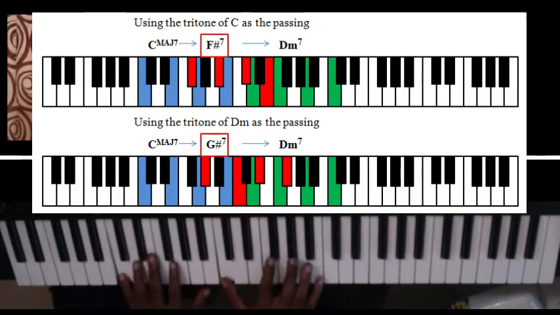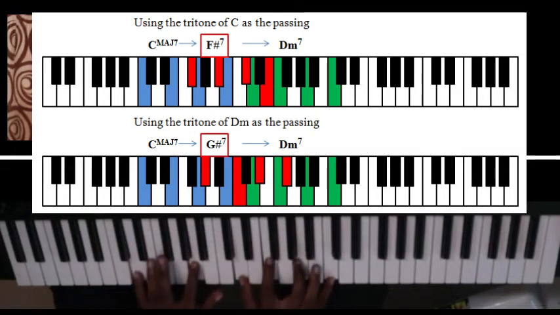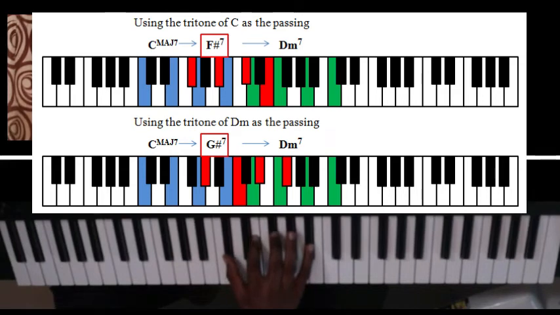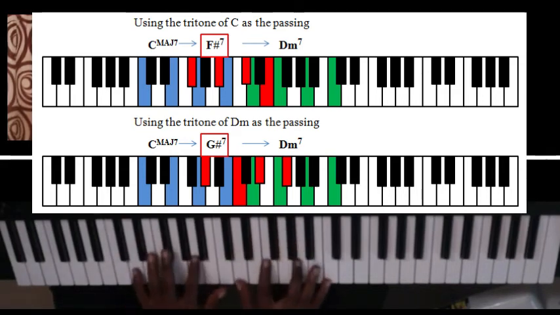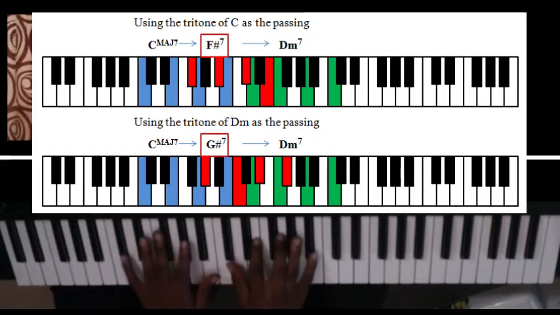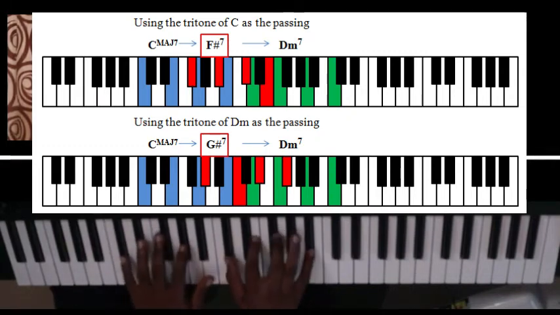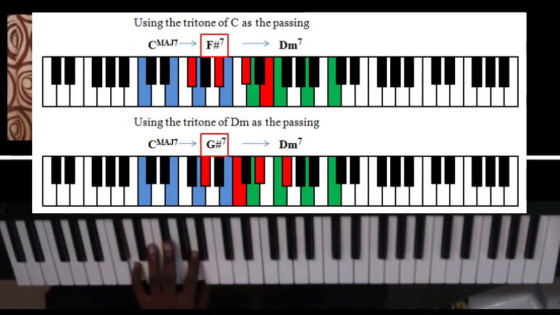That's using the tritone of C. The tritone of C is F sharp, so I use the tritone of C as a passing to the D minor. So I can play it in inversion. The inversion would be, or this is the best inversion. This uses the tritone of C as the passing.